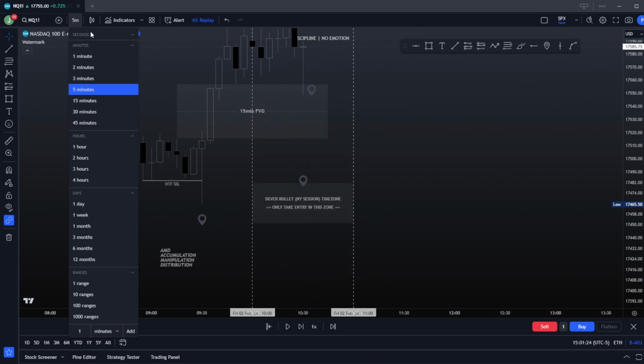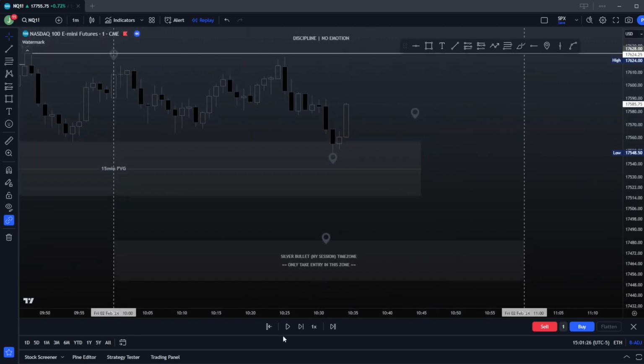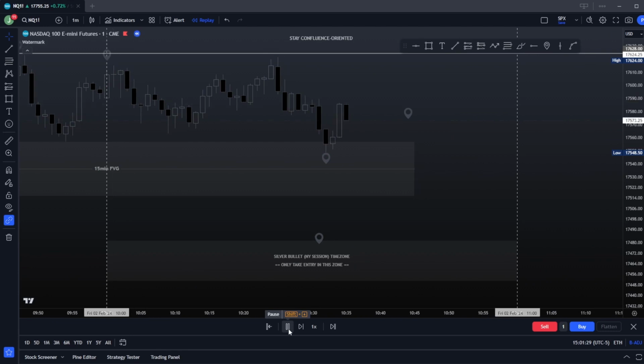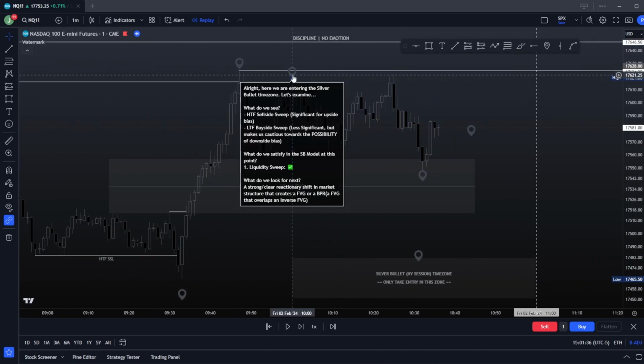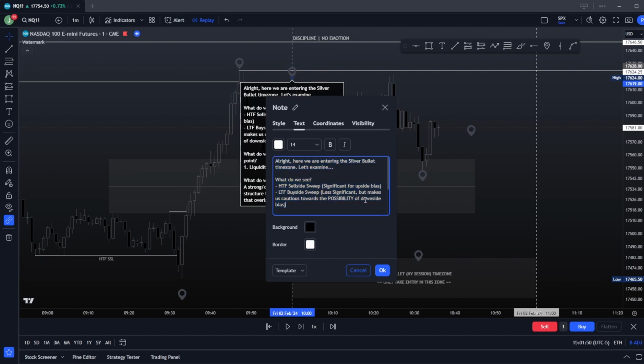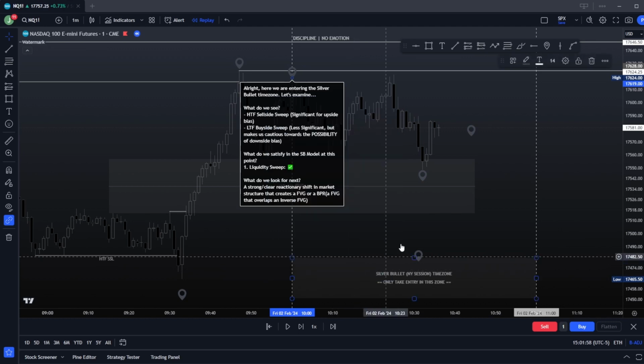So let's flip back to the 1 minute. What are we seeing on the 1 minute? Remember how I said back here, what are we looking for? Looking for a strong reactionary shift in market structure, creating a fair value gap or a BPR. I feel like I worded that wrong. No, I worded that right, because it is a reactionary shift.